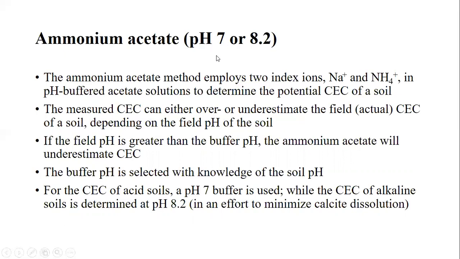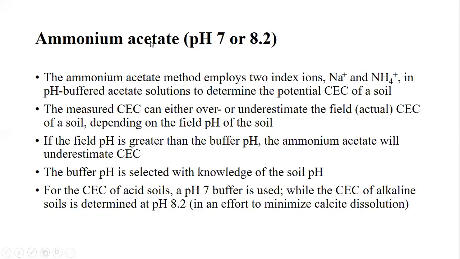What are the characteristics? What is the pH of the soil we are going to measure its cation exchange capacity? Based on that, we choose which solution. We choose the one buffered at 7 or the one buffered at 8.2. So if the field pH, remember, that is the pH of the real soil in the field, is greater than the buffer, say if we chose 7 and the soil has a pH of 8, so if the field pH is greater than the buffer pH, the ammonium acetate will underestimate CEC.